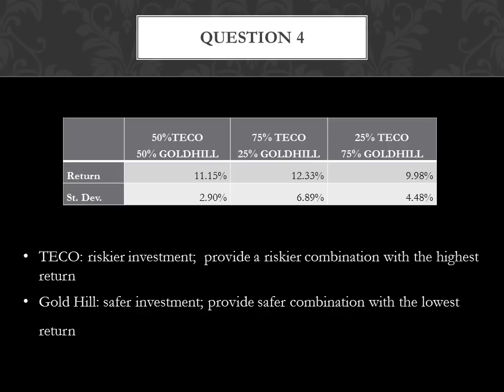When the portfolio holds equal amounts of each stock, the expected return is 11.15% and the risk is 2.9%. When it holds 75% of TICO and 25% of Gold Hill, the expected return is 12.33% and the risk is 6.89%. This happens because TICO is riskier than Gold Hill and provides a higher risk but also the highest return. When the portfolio holds 25% TICO and 75% Gold Hill, the expected return is 9.98% and the risk is 4.48%. Because Gold Hill is safer, it provides a lower risk than the previous option, but with the lowest return out of all of the investments.